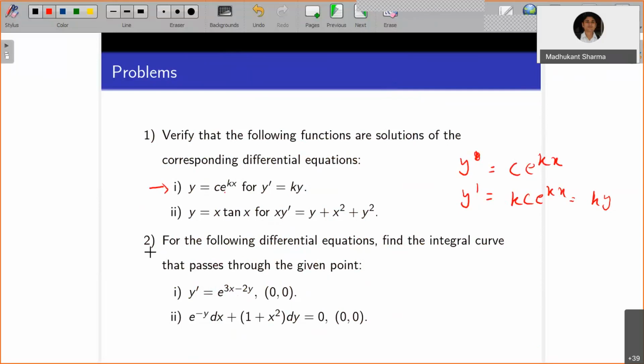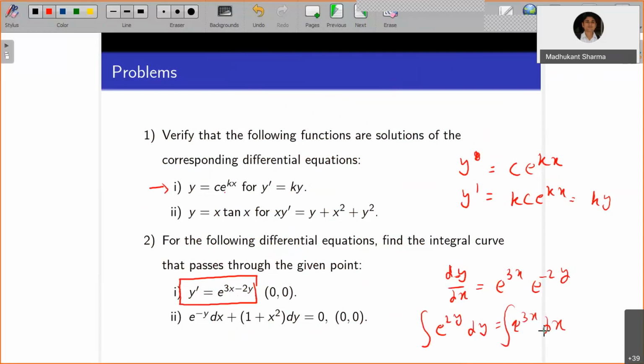For the second case, for the following differential equations, find the integral curve that passes through the given point. You have been given an equation, let's say the first part. You can use the variable separable method. So dy by dx is equal to e to the power 3x times e to the power minus 2y. I can arrange e to the power 2y dy equals e to the power 3x dx and integrate both sides. That will lead to some constant c.